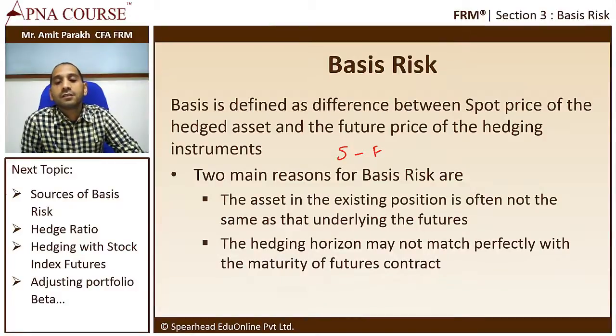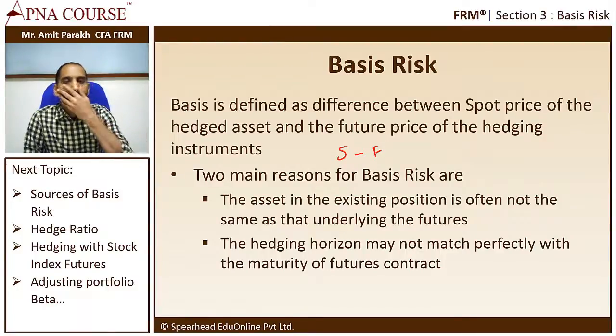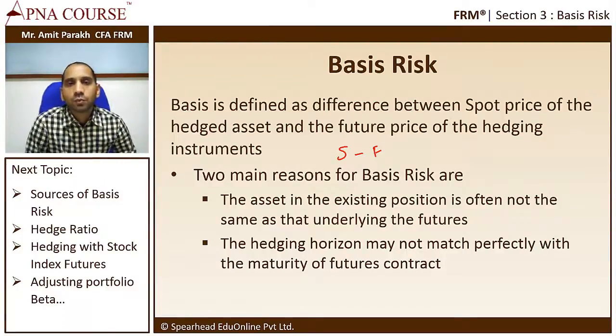The hedging horizon may not match perfectly with the maturity of the futures contract. Now let's try and understand. Basis risk is something which would exist. Futures would tend to trade at a premium or discount to spot way before the expiry. It's only on expiry that there would be a convergence between the two. Now, this being very predictable, there could be a scope for basis risk to exist and not to close down.